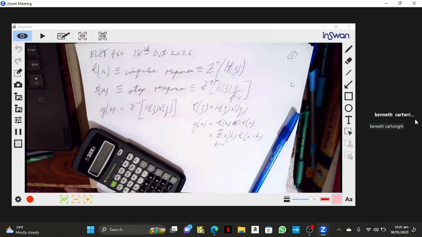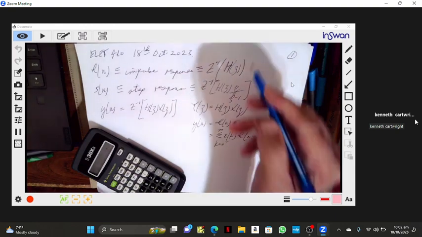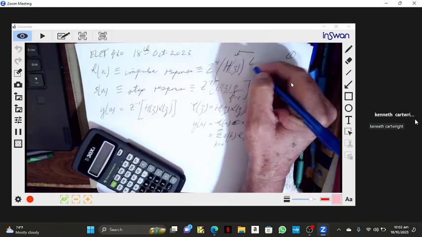Okay, we already said that the impulse response in the time domain is called h of n, and it's simply the inverse z transform of the transfer function. That's the transfer function.